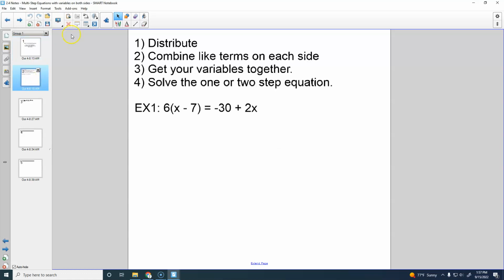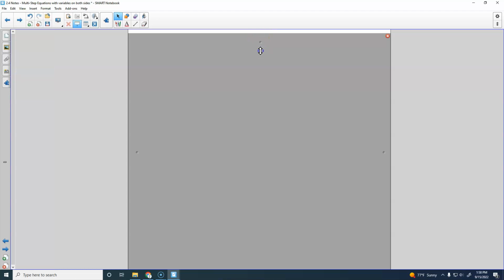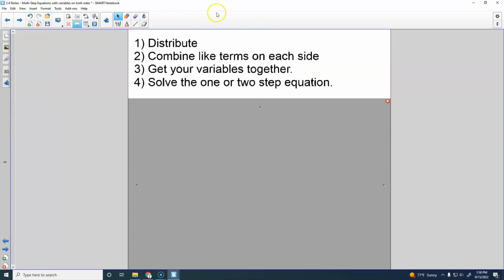All right, so yesterday we had those steps that we wrote. I would like for you to write them down again, except this time we will have the third step, which is to get your variables together, and then you'll solve that 1 or 2 step equation. I promise this is all the words you're going to have to write out, and then we just have a few examples to do. I'll make this a little bit bigger too. So.